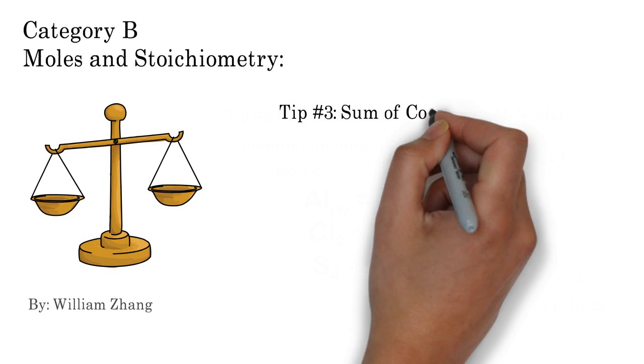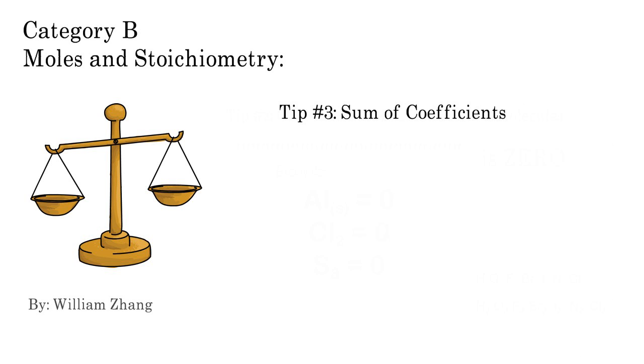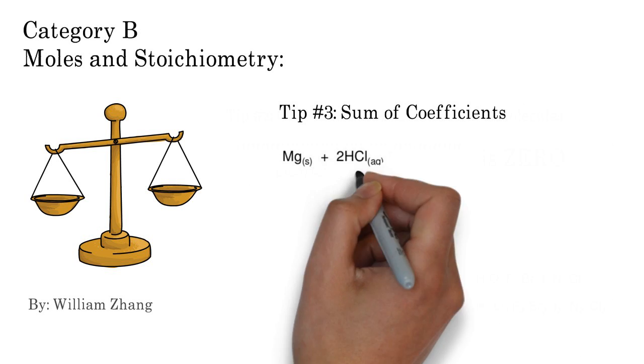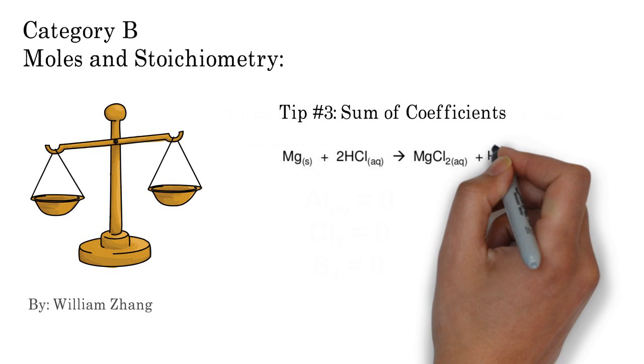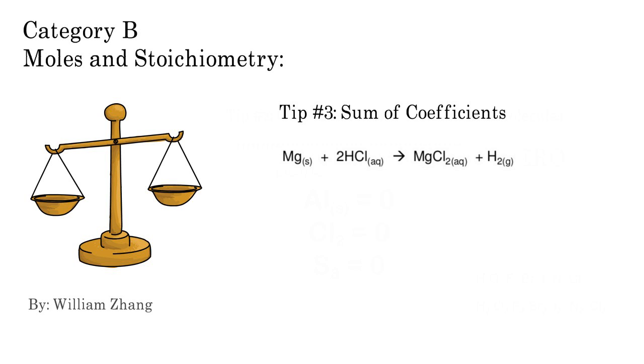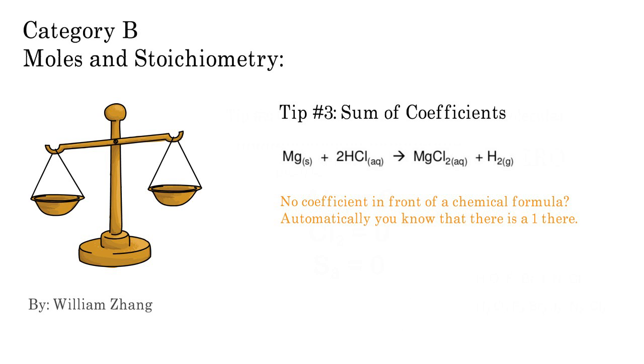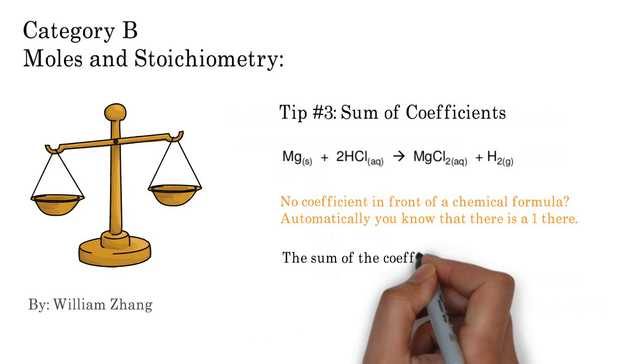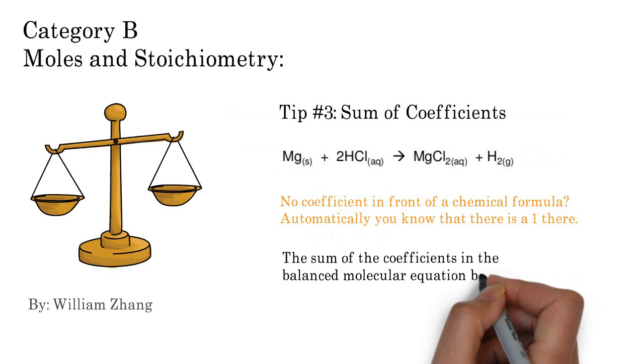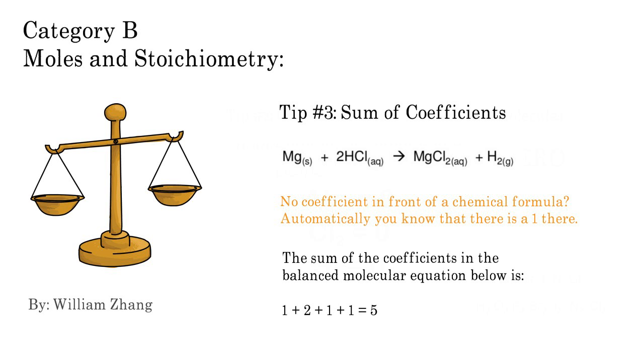Tip number 3. The sum of coefficients. So, let's take an example. Magnesium metal reacts with hydrochloric acid to produce hydrogen gas and aqueous magnesium chloride. So even though it isn't shown in the equation, it is implied that if there are no coefficients in front of a chemical formula, then you automatically know that there is a 1 there. Therefore, the sum of the coefficients in the balanced molecular equation is 1 plus 2 plus 1 plus 1, which is 5.